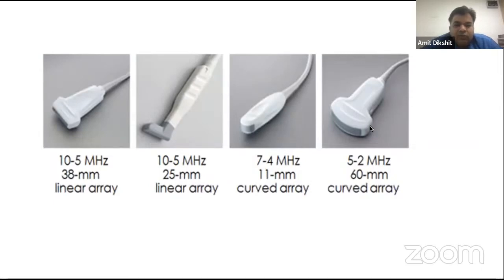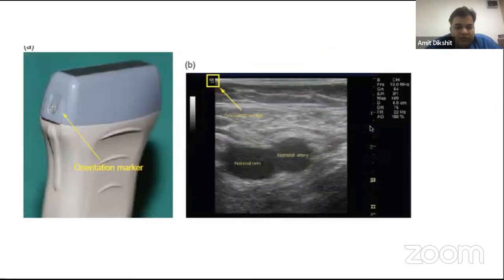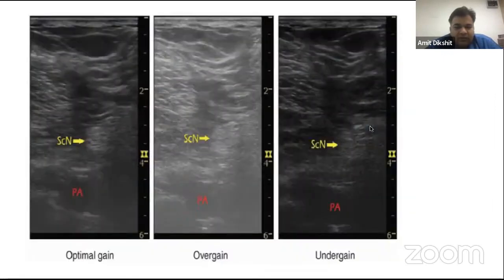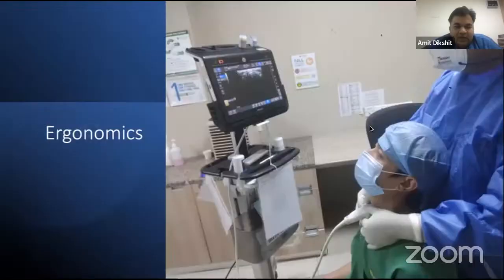By and large, we require a smaller footprint because of the airway, so we use a linear probe, as well as a curvilinear probe. Curvilinear probe we use for tongue thickness and hyomental distance ratio for assessing neck mobility. Otherwise, most of the time, the work is done with a linear probe. We need to know where the orientation marker, the gain, and the depth are. I'm not going into those details.